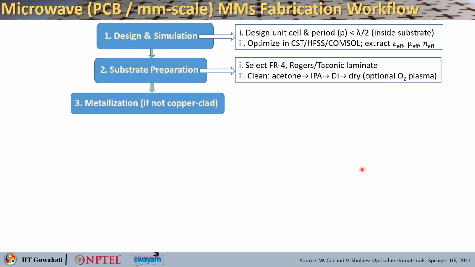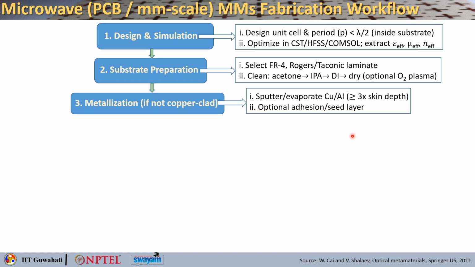Now, you have to do the metallization if your substrate is not already copper clad. In that case you have to deposit the copper or aluminum. Typically the thickness of the layer should be more than 3 times the skin depth. That can be done by sputtering or evaporation method, and you also need a thin adhesion layer made of titanium or chromium, if needed.